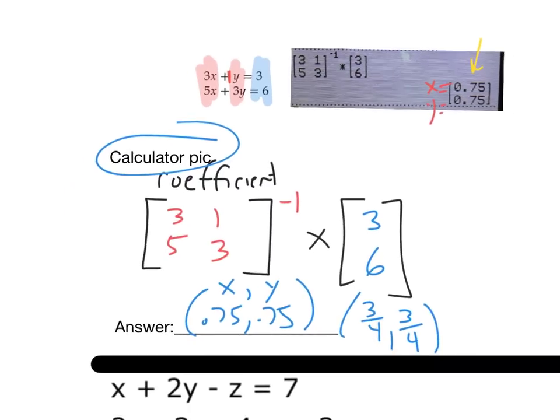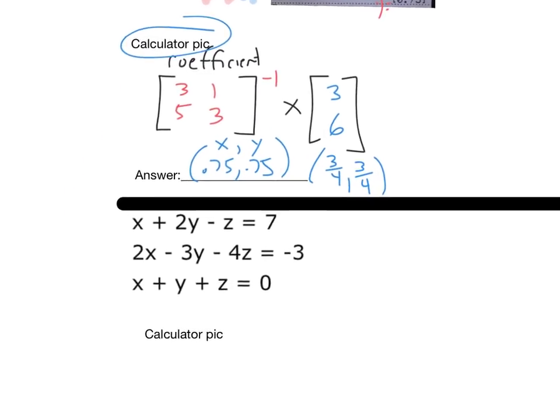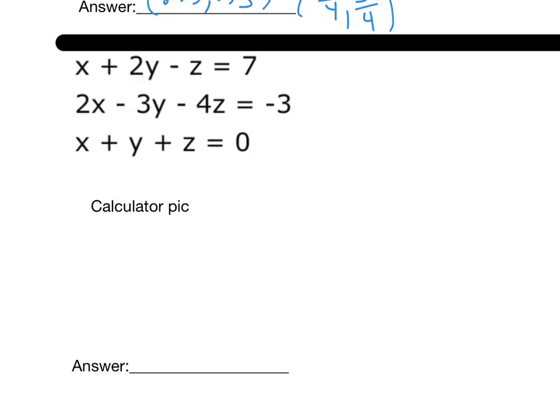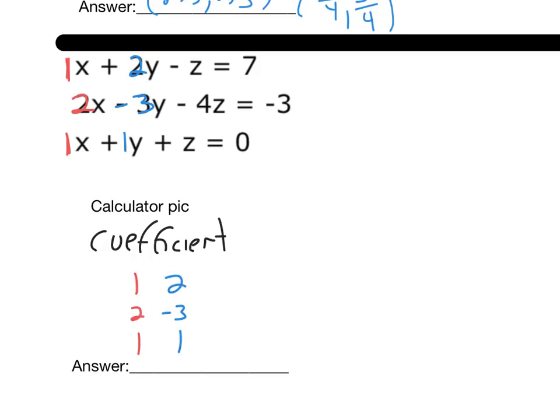Let's look at a 3 by 3 system, 3 equations and 3 unknowns. It's going to be set up the same way. First, we're going to take the coefficient matrix, but now there are 3 variables, x, y, and z, so let's be careful in terms of how we set this up. Here are the coefficients of our x's, 1, 2, and 1. Here are the coefficients of the y's, 2, -3, and 1. Coefficients of the z's, -1, -4, and +1.